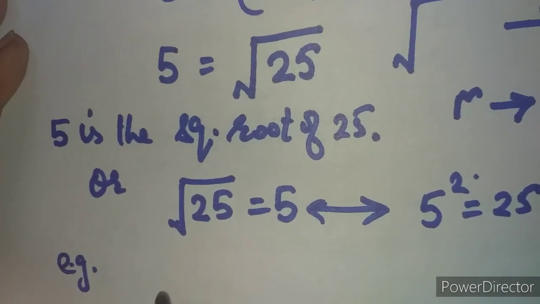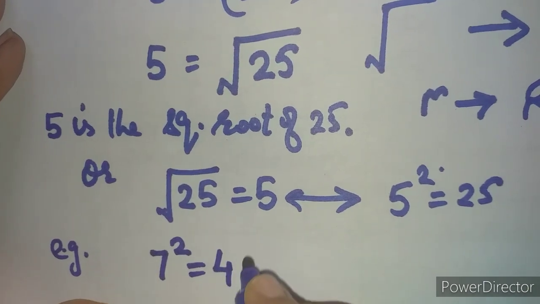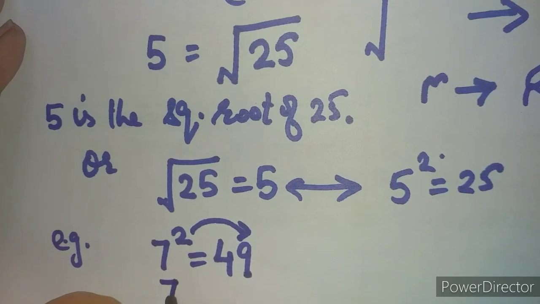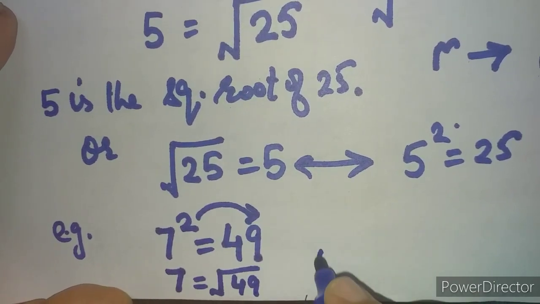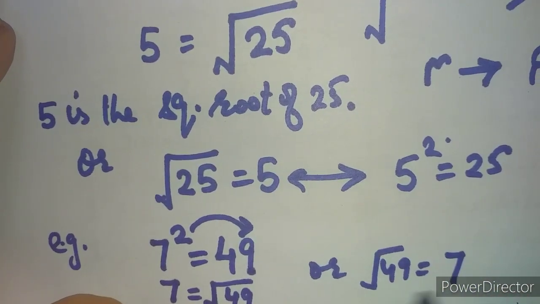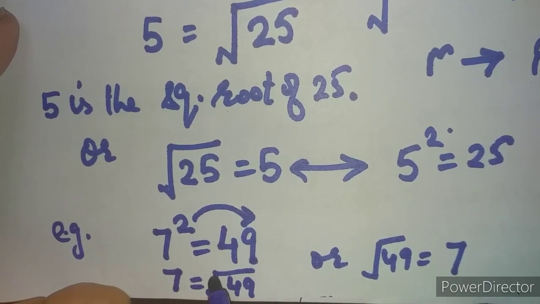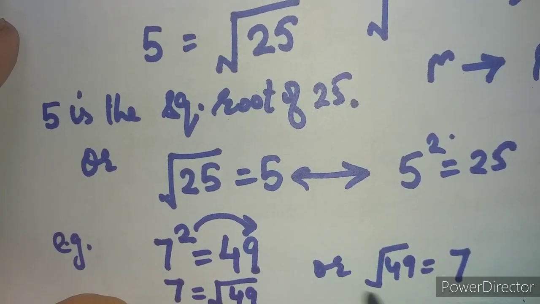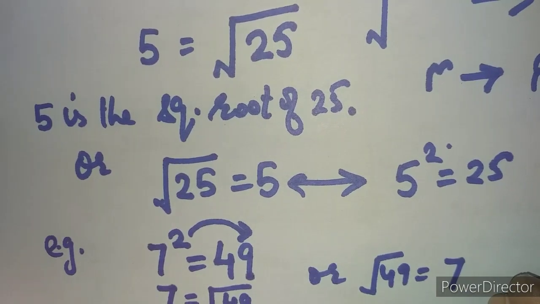One more example I take. 7 square, all of you know, is 49. If power 2 shifts to the other side, it will become 7 is equal to square root of 49, or square root of 49 is 7. So that is why when power 2 shifts to the other side, it simply goes as the square root sign. 7 square is 49, so square root of 49 is 7. This way you have to see this.